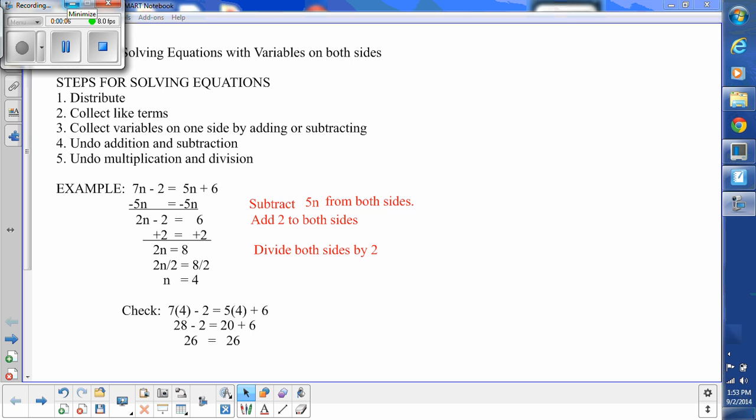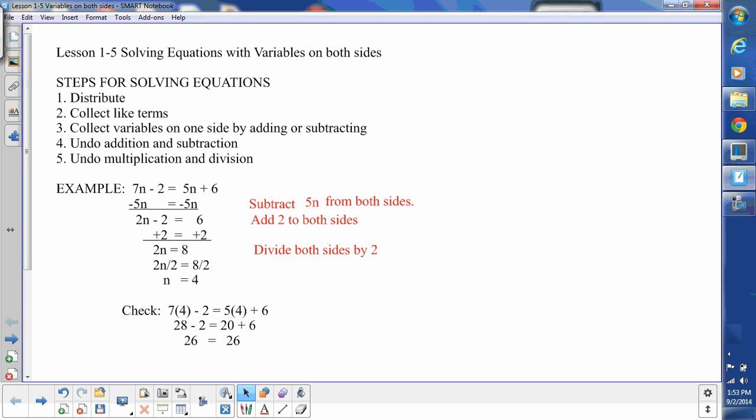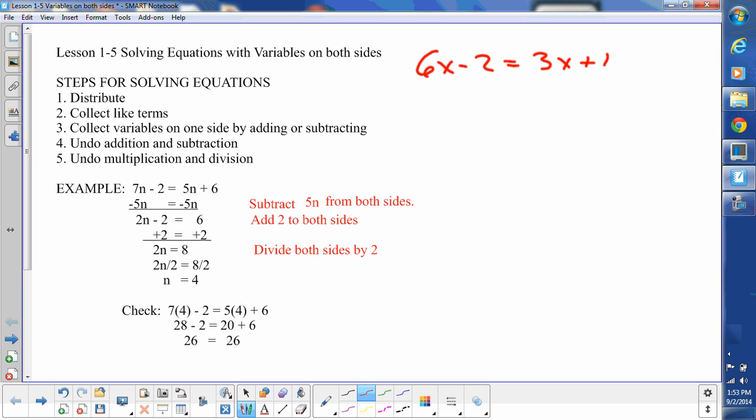Today's lesson, we will be continuing our study of solving equations. Today, we're going to be working with solving equations that have variables on both sides of the equal sign. For example, 6x minus 2 equals 3x plus 1 has variables on both sides.